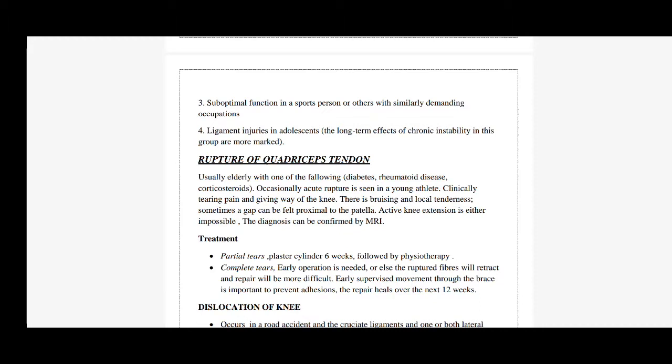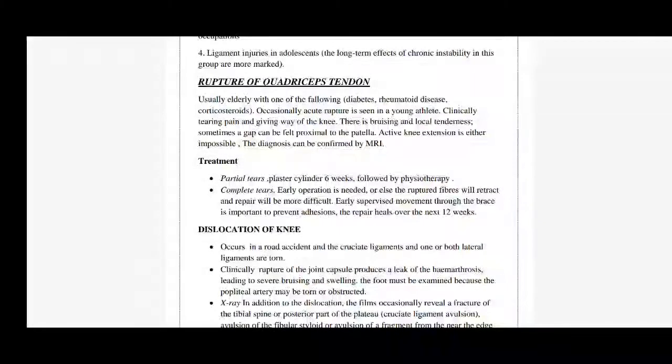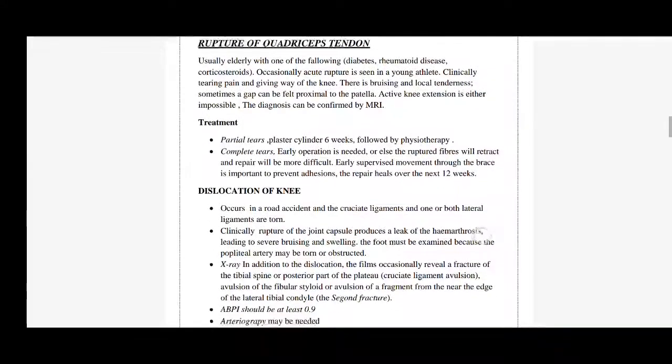Sometimes the diagnosis is clinical and may be apparent on ultrasound. In doubtful cases, we can send the patient for MRI, which is diagnostic, with more than 90% sensitivity. Treatment of quadriceps injury: for a partial tear, usually a plaster cylinder for 6 weeks followed by physiotherapy. If a complete tear, early operation is needed, or else the ruptured fibers will retract and later repair will be difficult and need more demanding surgery, tendon transfer and more advanced procedures. Early supervised movement through a brace is important to prevent adhesion, and the repair heals over the next 12 weeks.